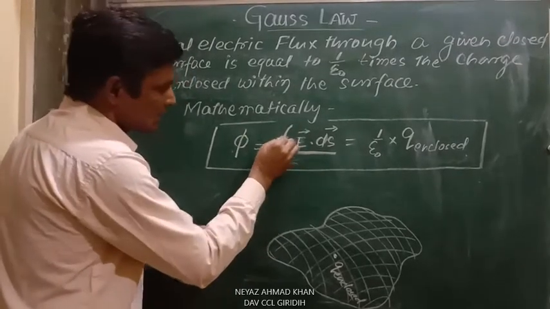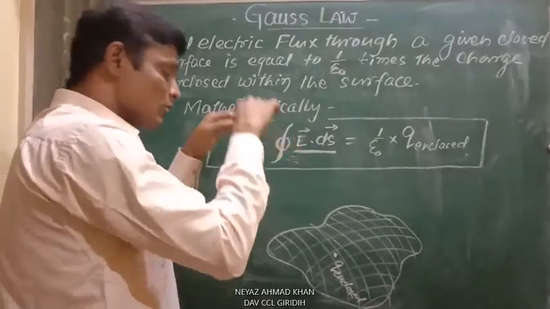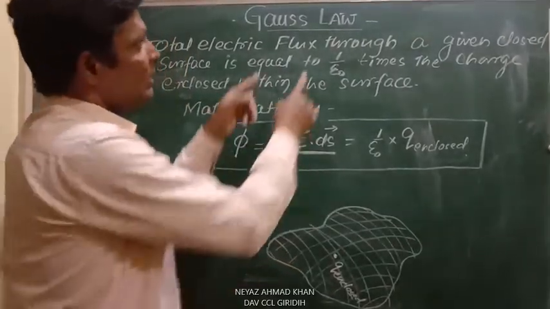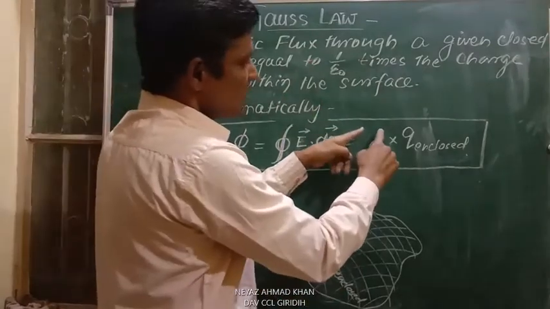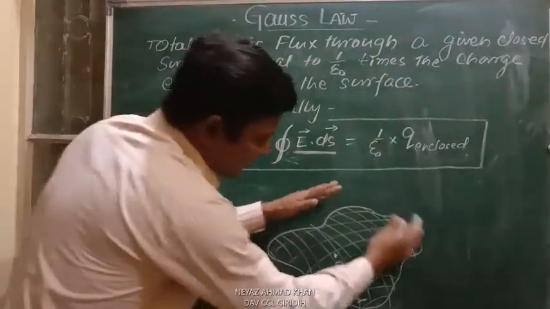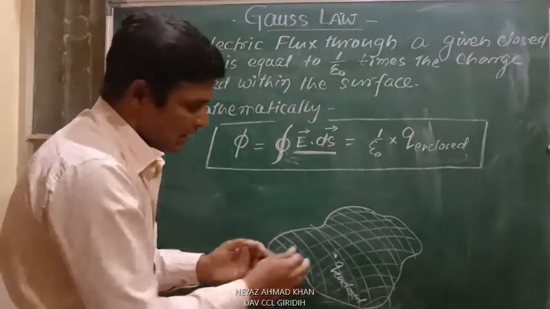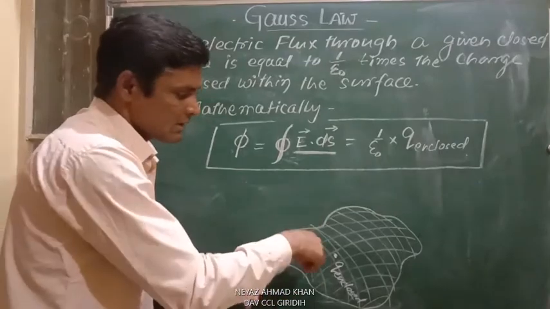That is, this sign represents that the integration is being carried through the whole surface of the body, and as per that statement it must be 1 by epsilon naught times Q enclosed. And here I have taken a closed body. It is a closed body, packed from all sides, and a charge Q is placed inside it.